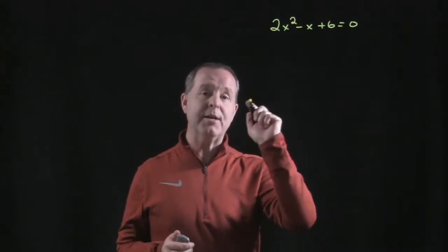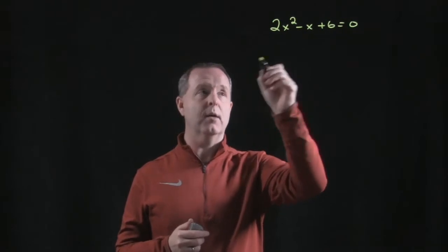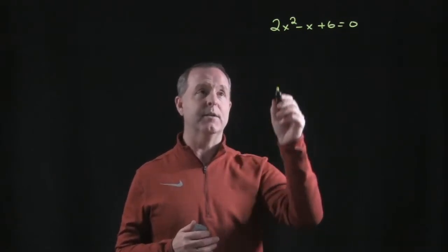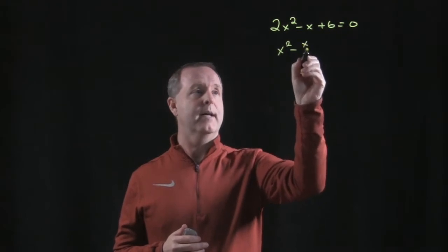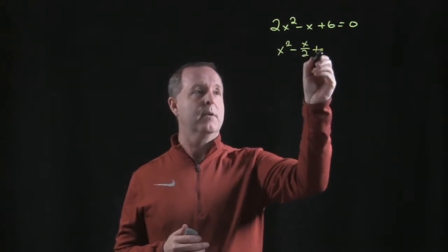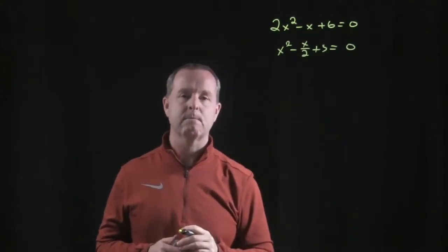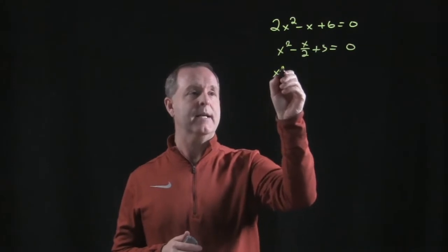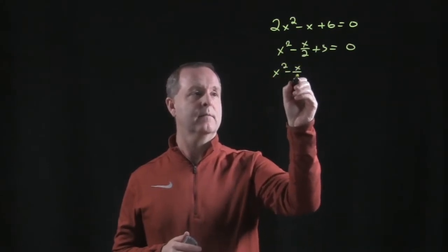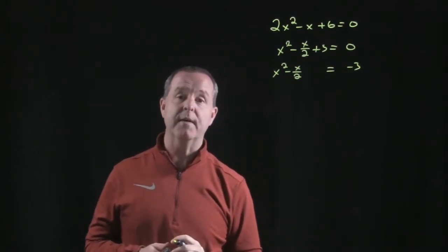Yeah, you're right. We need to make sure that the leading coefficient is just a 1. It's a 2, so I'm going to divide everything by 2. So I'll have x squared minus x over 2 plus 3 equals 0. To complete the square, I want to have all the x terms isolated, so subtract 3 from both sides.